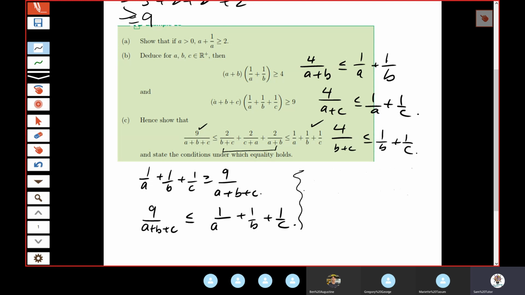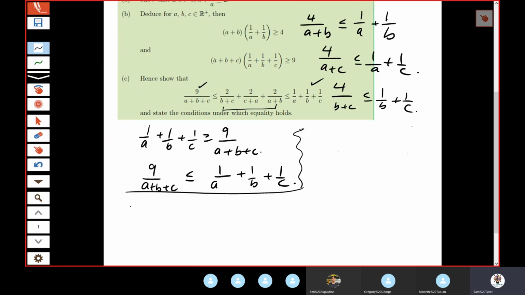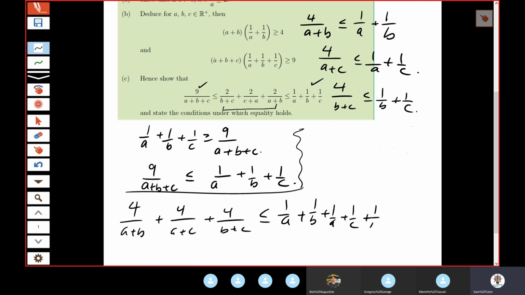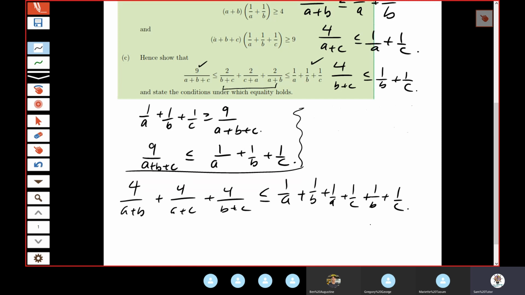So I'm going to get 4 on A plus B plus 4 on A plus C plus 4 on B plus C is less than or equal to 1 on A plus 1 on B plus 1 on A plus 1 on C plus 1 on B plus 1 on C. Does anyone feel like they know what I'm going to do next? Or how I'm going to get this 2 out from this right-hand side?